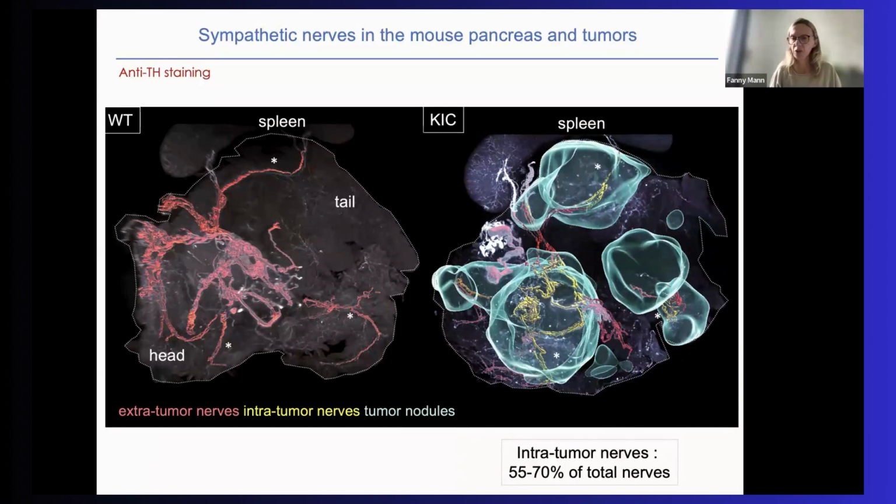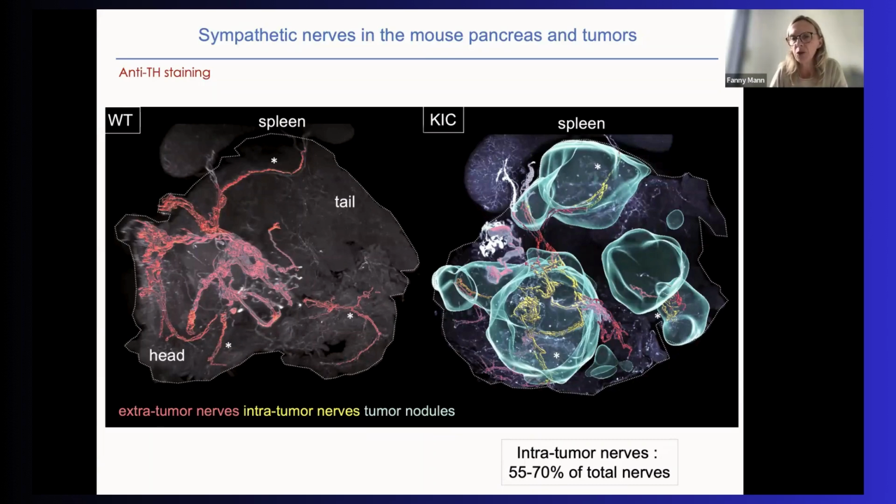However, there were clear regional differences in the innervation of the tumors. For example, the tumors that develop here in the head of the pancreas, which is a region that already contains a lot of nerves in the control mice, have a correspondingly high presence of intratumoral nerves. In contrast, the tumors that arise in the tail of the pancreas have few intratumoral nerves, and as you can see, the tail of the control pancreas also contains few sympathetic nerves.